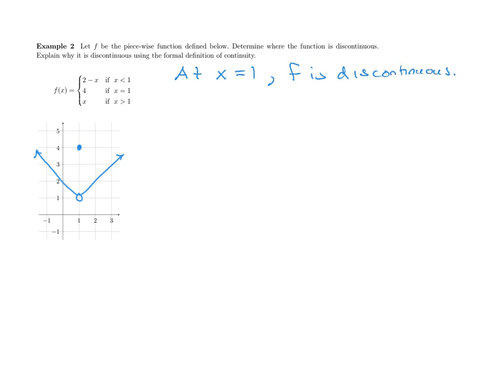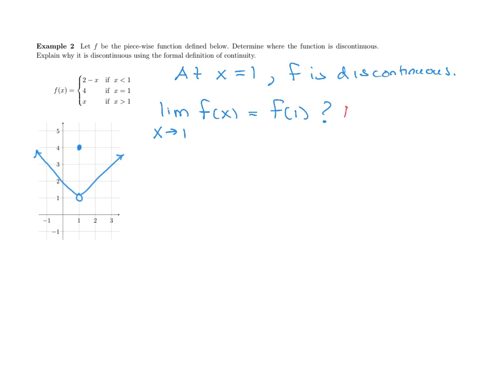And this is the only spot at which that happens. Now the question is, why? Looking at the formal definition of continuity, if the function were continuous at 1, it would mean the limit as x approaches 1 of the function is equal to the value of the function at 1. This is what should happen for continuity, but something should go wrong in this definition.